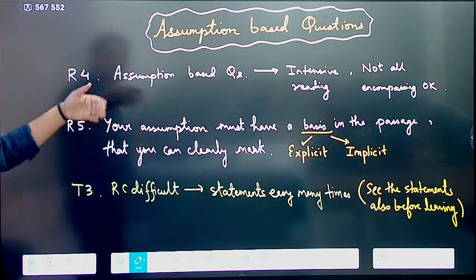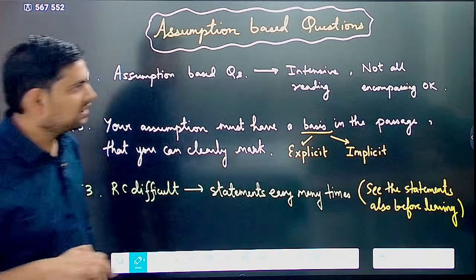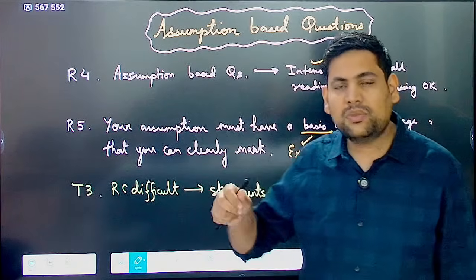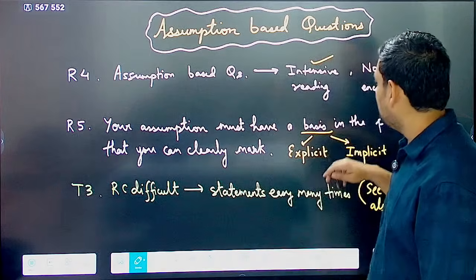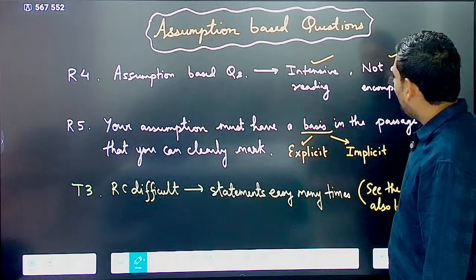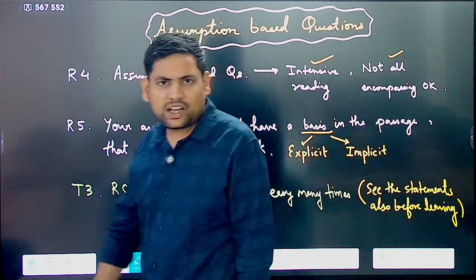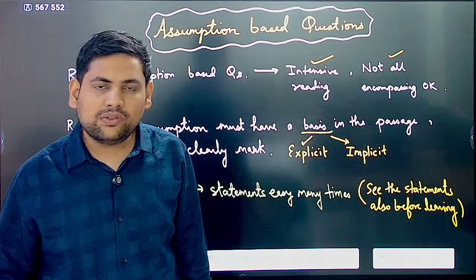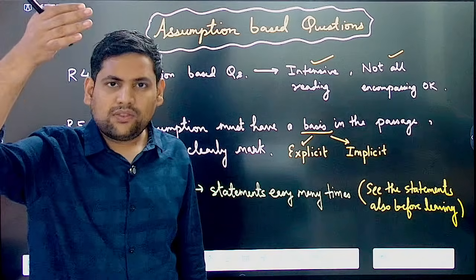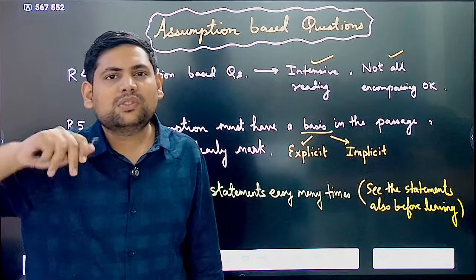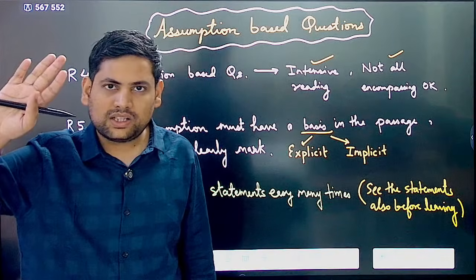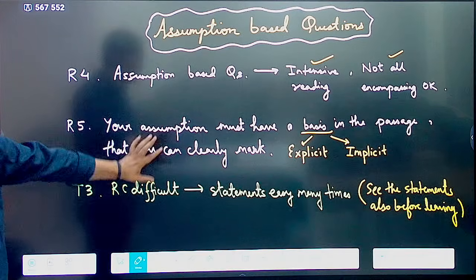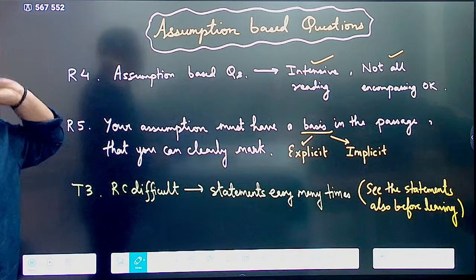So this is the fourth rule, which is for assumption based questions. First, you have to do intensive reading, because assumptions are sometimes very tricky. So you have to do intensive reading, and not all encompassing is okay here. Just like corollary it was okay, here also it is okay. Why? Because usually there are 2-3 assumptions, and of course all of them will not be all encompassing. So those are fine.